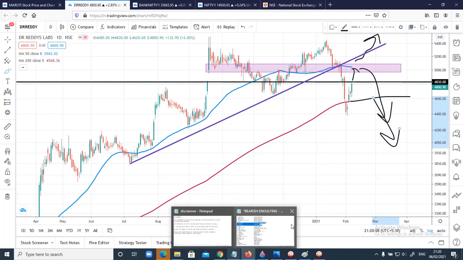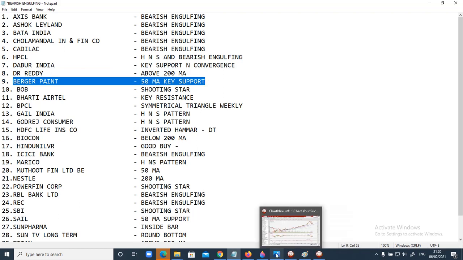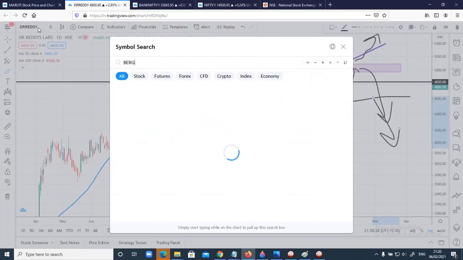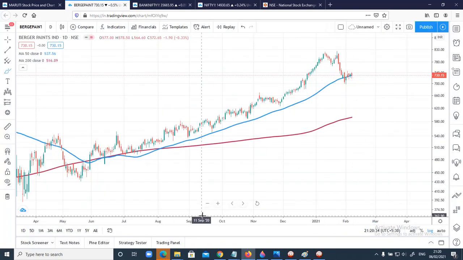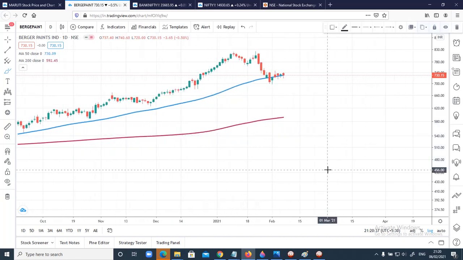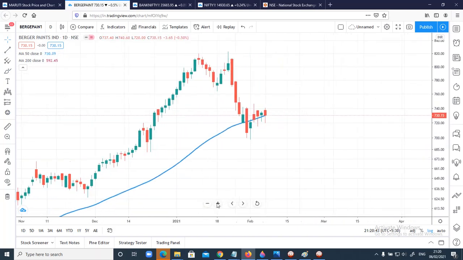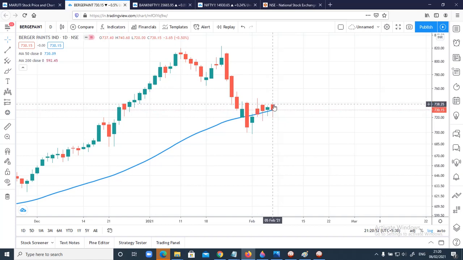Right, now let's move to the next stock, that is Berger Paint. I have given here the 50 moving average as key support. Let's check it out for Berger Paint. Okay, you can see here now. The reason why I have marked that as an important support is because the stock has been trading somewhere near the 50 moving average, and in fact if you see, for the last 4 days the stock has sustained almost near the 50 moving average. The closing is near the 50 moving average itself.